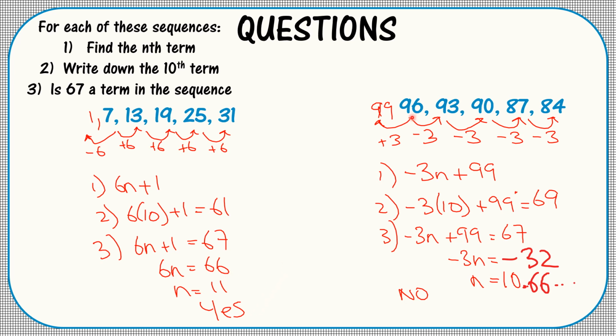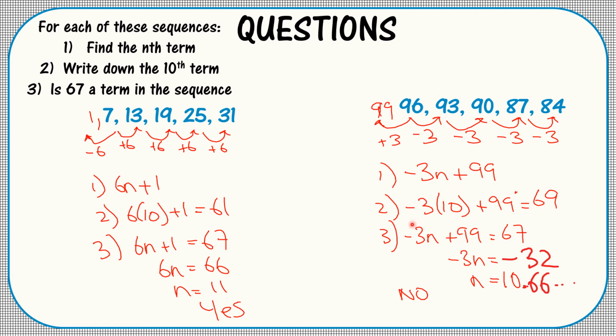Let's go through the next one. How do we get from 96 to 93? You minus 3. How do we get from 93 to 90? You minus 3. So on and so forth. So it is minus 3n. And we have to go back 1. So 96 plus 3 equals 99. So the nth term is minus 3n plus 99.